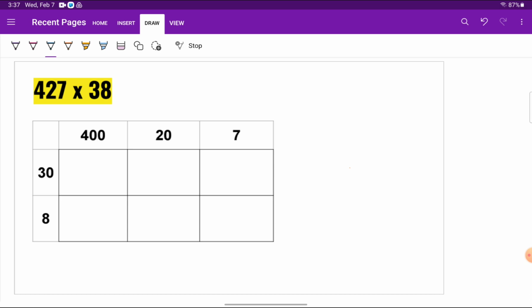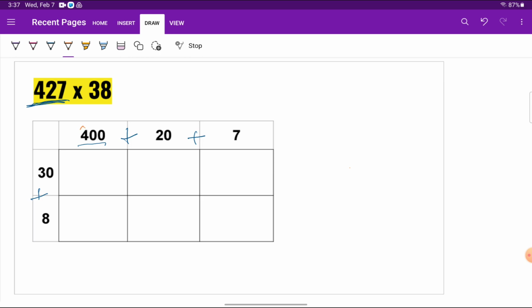Before we talk about it, let's back up, right? And let's talk about why the box method works and why a lot of kids seem to resonate with it. Because one of the ways they learn to multiply complex numbers in elementary school is with this array, and they decompose the numbers. So instead of 427, they're going to write it out as 400 plus 20 plus 7 and 30 plus 8.